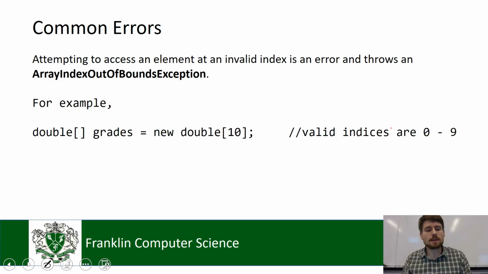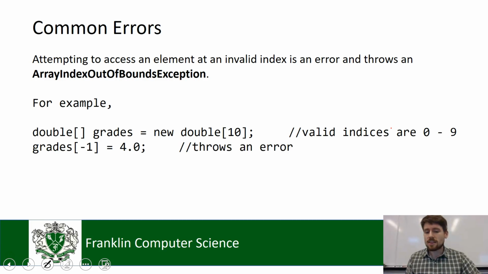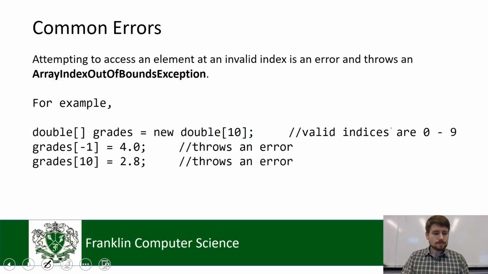So for example, if I make an array, double grades equals new double 10, so I'm going to store 10 grades in a list. My valid indices are from 0 to 9. So I can do grades 0, I could do grades 1, all the way up through 9. If I tried to do grades 10, that won't be valid, or higher, okay? So if I tried to access the thing at index -1 and I said make that 4.0, for example, this throws an error because -1 is not a valid index. Indices have to be 0 or more. If I try to access the thing at index 10, that throws an error as well.